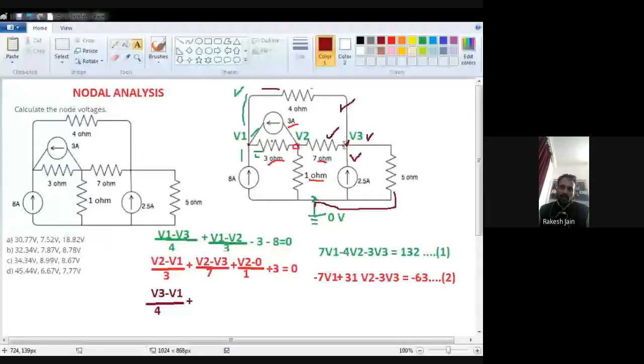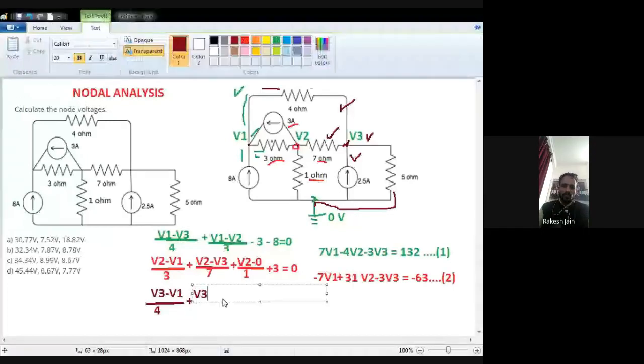I am writing down for 7 ohm, then V3 minus where the another point of 7 ohm resistance is connected with V2. So V3 minus V2 upon 7.